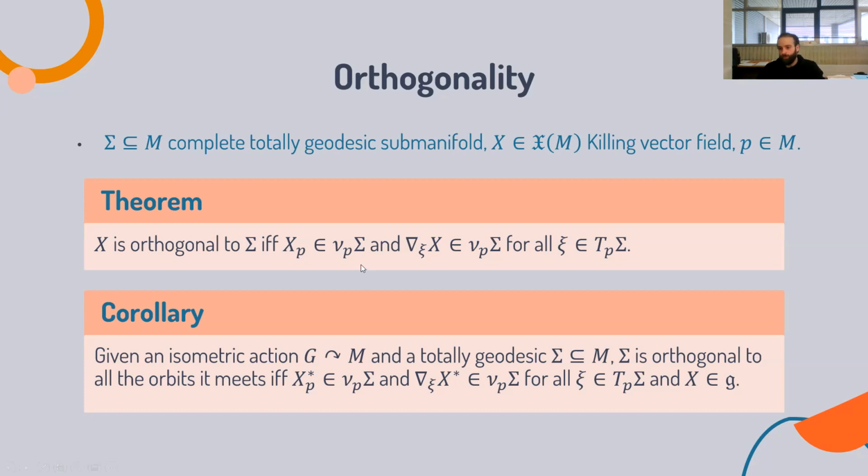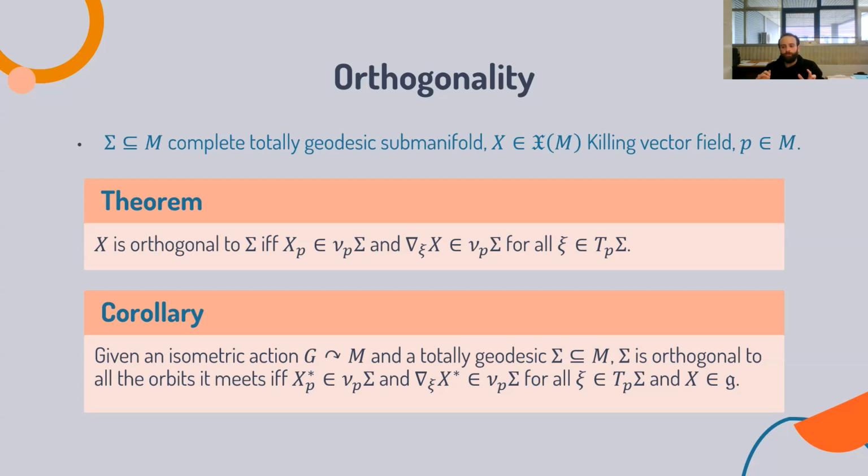And by returning to the case of isometric actions, we simply change this field X to all the possible fundamental vector fields. And we deduce that if we take any isometric action and a certain totally geodesic submanifold, then the submanifold is orthogonal to the orbits if and only if all these fundamental fields satisfy the local condition.